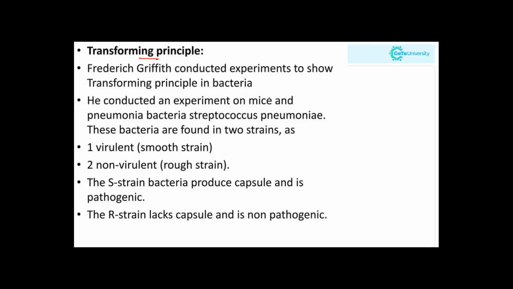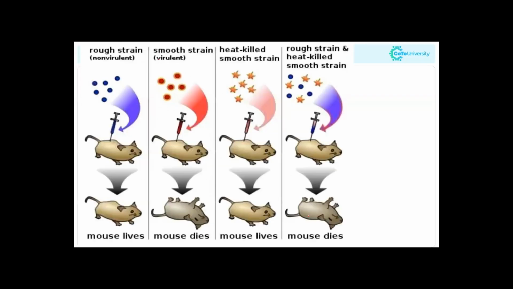So he conducted the experiment on mice and pneumonia bacteria, that is Streptococcus pneumoniae. And he took two strains, that is a smooth strain and a rough strain. The smooth strain bacteria produce a capsule, so it is pathogenic. That means it can cause harm to the organism. The R strain lacks the capsule, so it is not pathogenic. That means it is not harmful, it is harmless.